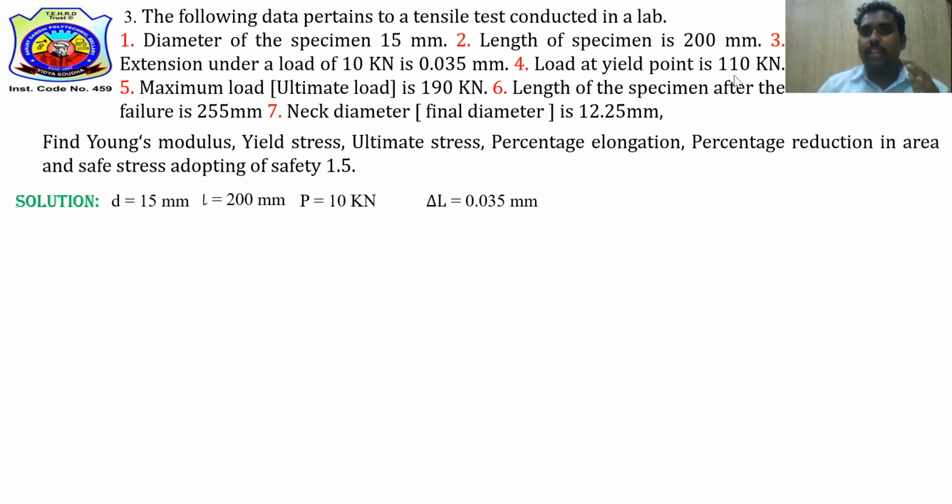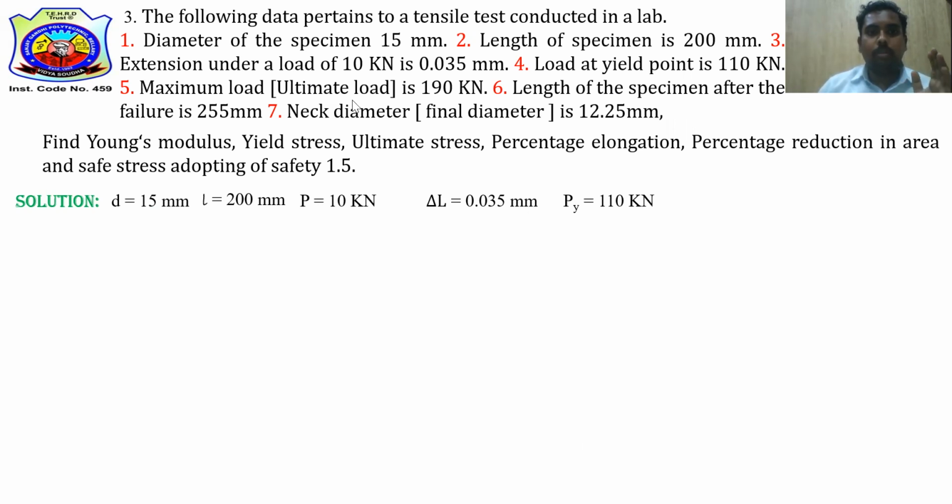Next, load at yield point is 110 kilonewton. Students, right now we came across only the load. But what he is saying, load at yield point, is the load at a particular point. We write P for the load. If I want to write load at yield point, then I need to write it as Py. P indicates load, Y indicates yield point. That means load at yield point is 110 kilonewton. Okay, I think you got this.